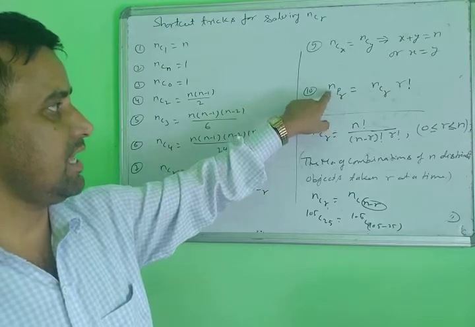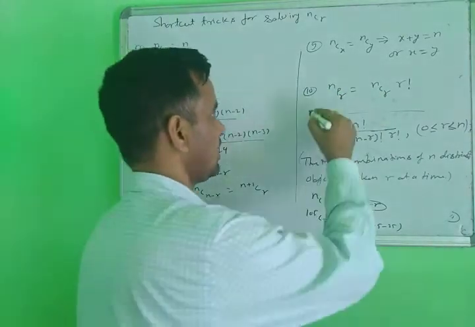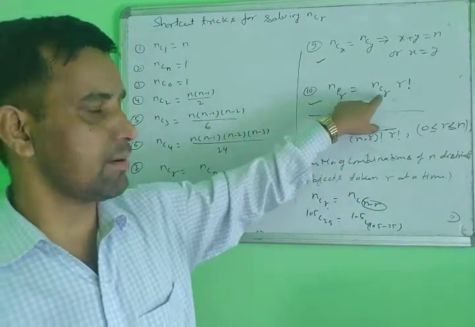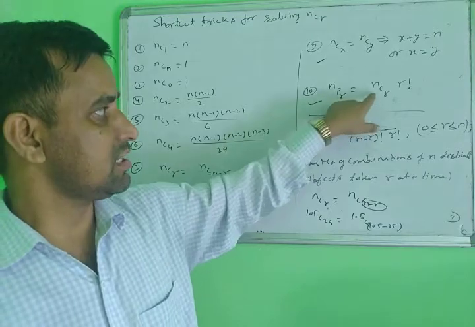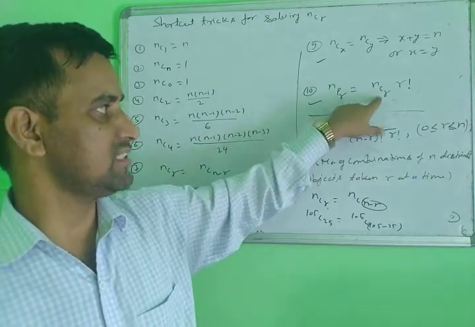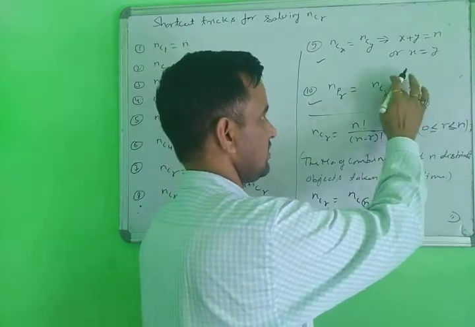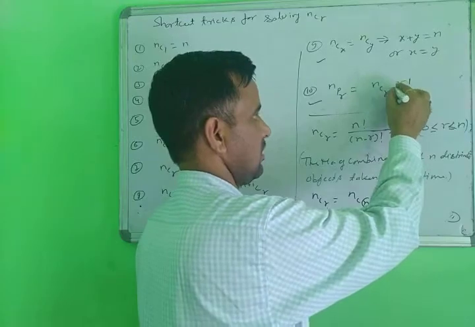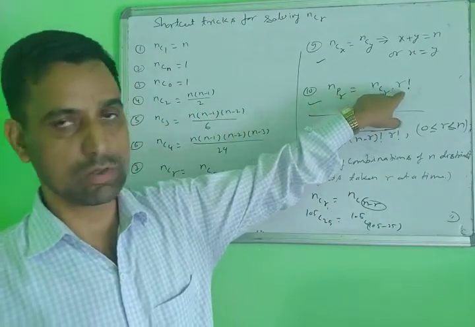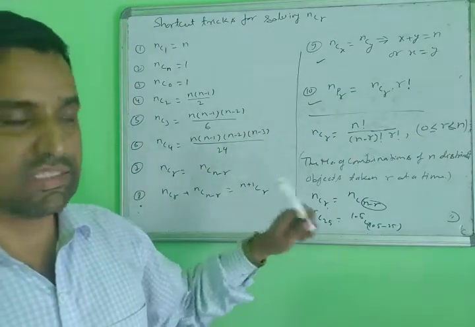Next, nPr and nCr. This is a very important relation: what is the relation between permutation and combination? nPr equals nCr into factorial r. So this is the general identity of the combination.